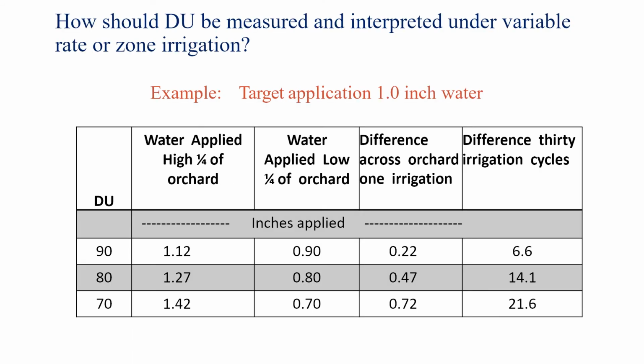Okay. And then this concept of DU, or distribution uniformity. How should we be measuring it and interpreting it under variable rate irrigation systems? Again, you can see these examples here. Variability in DU here can translate into large differences in applied water between the upper quarter and the lower quarter of a traditional large block. But what does this mean if you're dealing with individual trees or smaller zones? Something to think about.